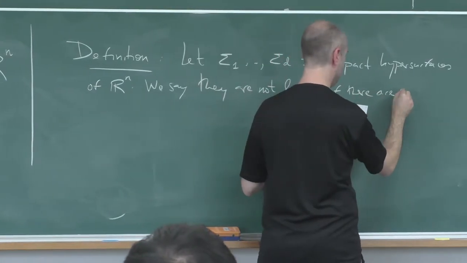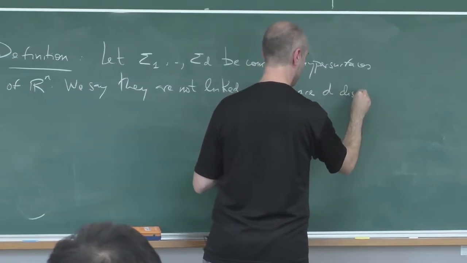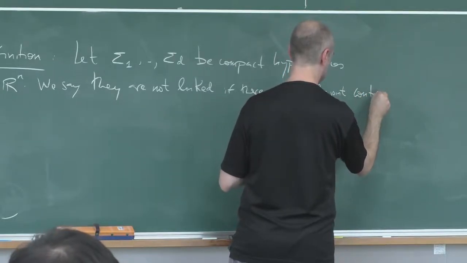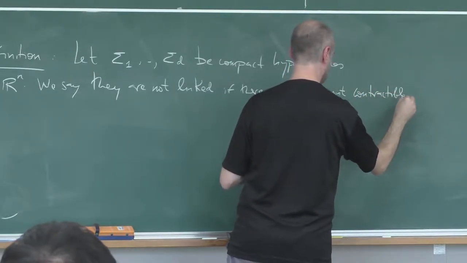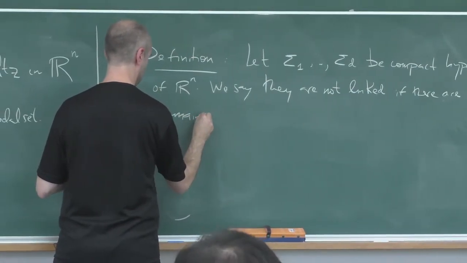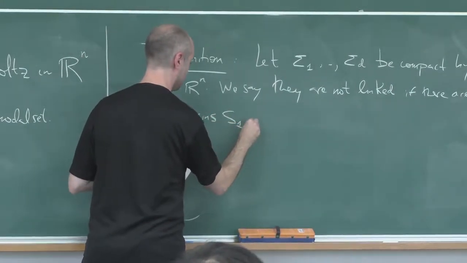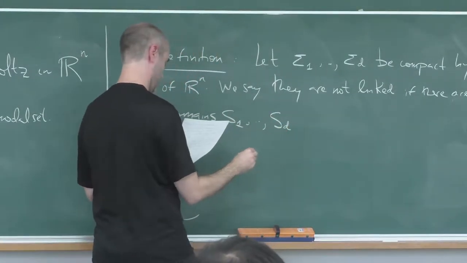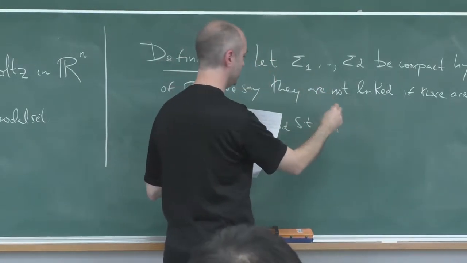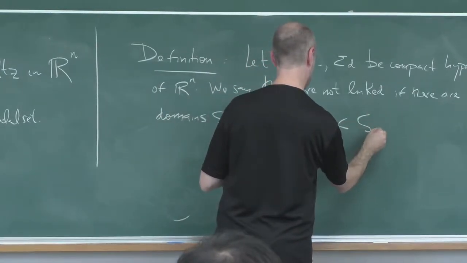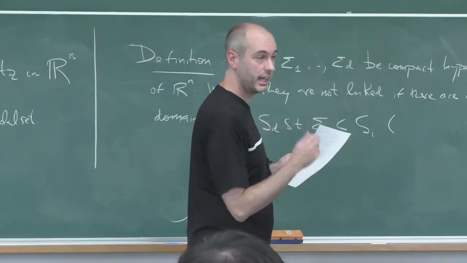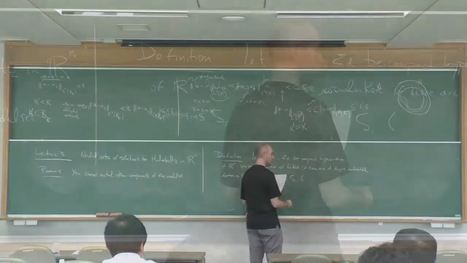if there are d disjoint contractible domains S1 to SD such that each one of these hypersurfaces is contained in its domain Si. Or in other words, the hypersurfaces can be separated. I'm going to draw a picture now.